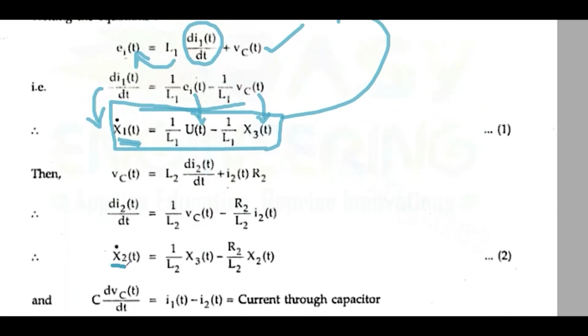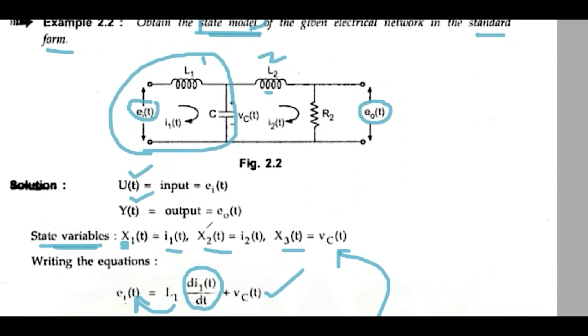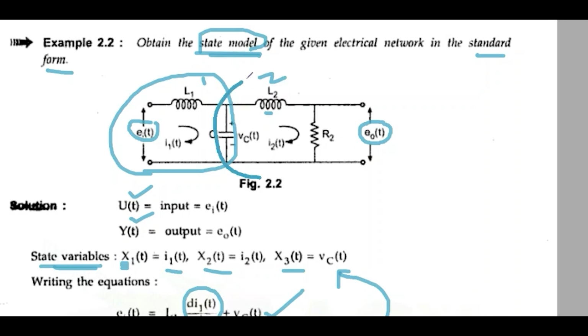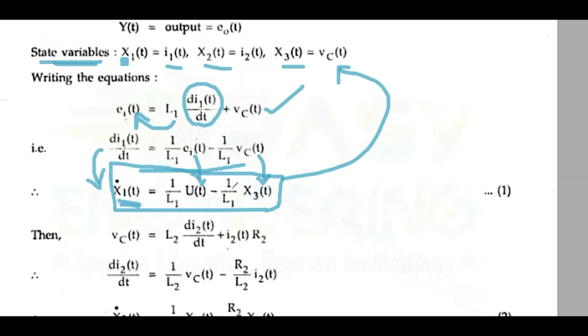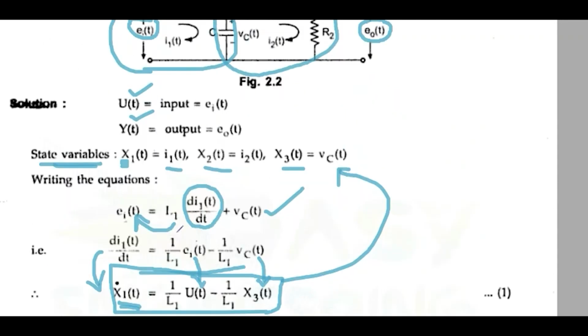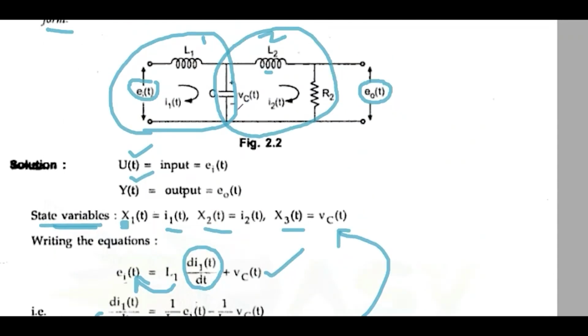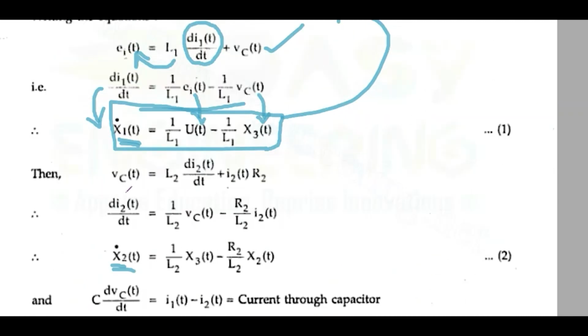To find x2 dot, I am considering the second loop, this loop, and applying KVL. Therefore, the voltage across the capacitor is equal to the voltage drop across the inductor and the resistor. That is, Vc is equal to L2 into dI2 divided by dt plus current into resistance.